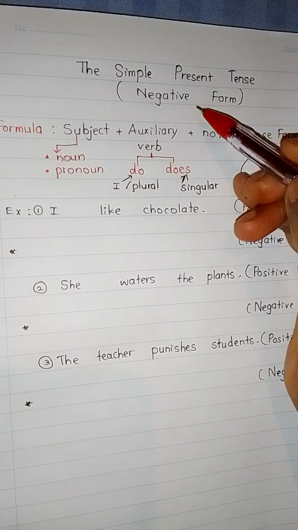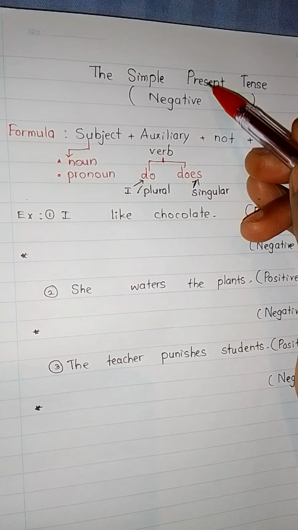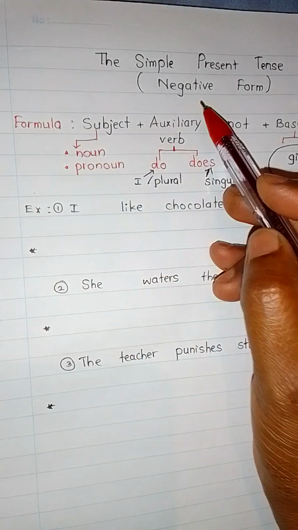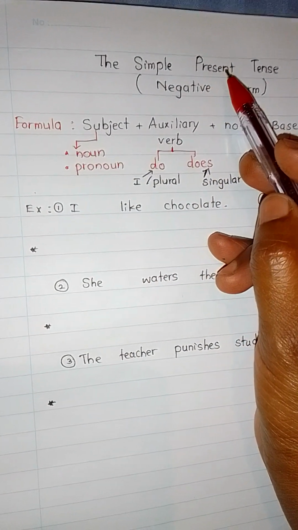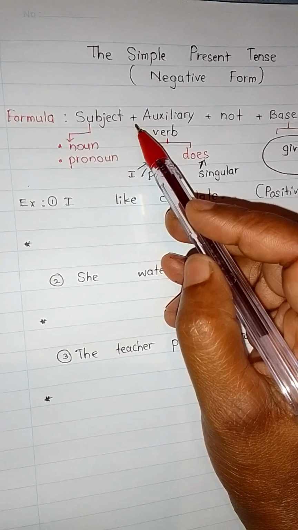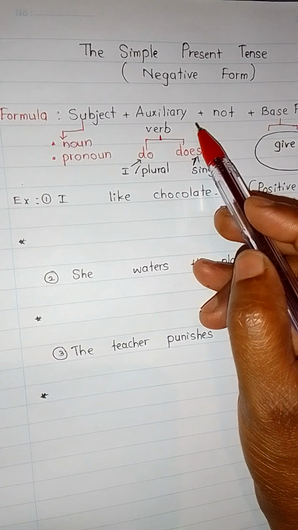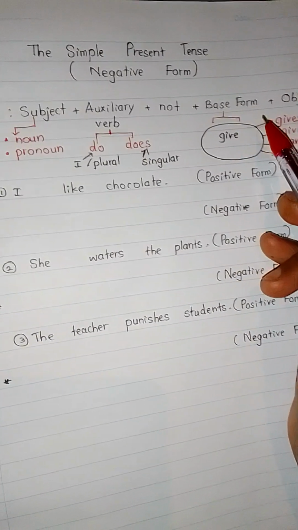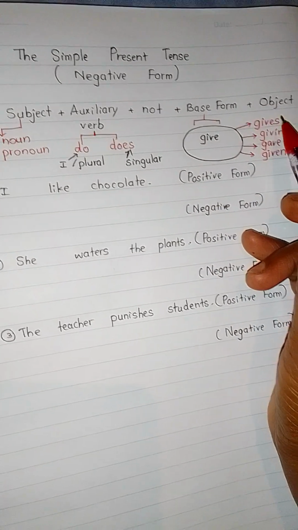In this lesson, we hope to study the negative form of the simple present tense. The formula of the negative form of the simple present tense is subject plus auxiliary verb plus the negative form not plus the base form and the object.